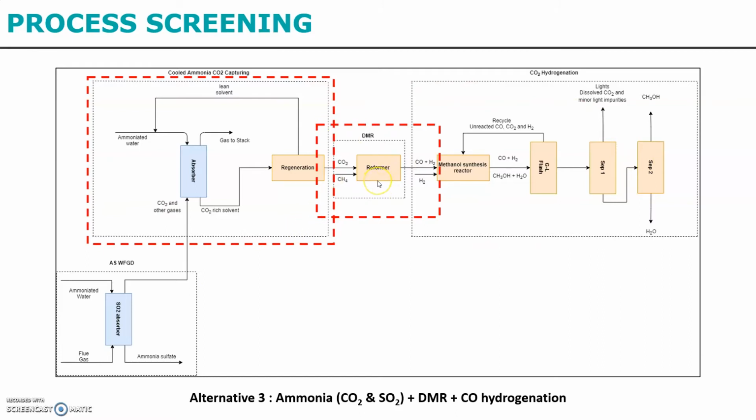So in the DMR process, the dry methane reforming, the CO2 will react with methane to produce syngas, which is carbon monoxide and hydrogen. So in the process, we actually produce our own hydrogen and purchase only a little hydrogen for the CO hydrogenation, which produces higher methanol yield compared to CO2 hydrogenation.